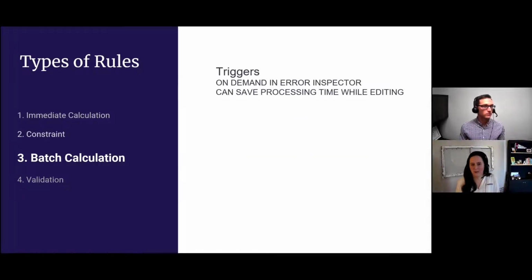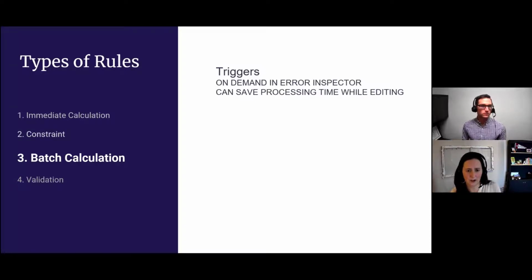And this is where it gets a little bit different. It is triggered on demand using the error inspector. So if you have done topology, you're familiar with the error inspector. If not, it's just a window that you'll see in Hunter's demo that helps you interact with those dynamic layers. So it is better than the data reviewer window. So you'll see the difference here. And then again, you can save processing time while editing, because you can trigger that, maybe at the end of the day, you want to batch calculate all those.